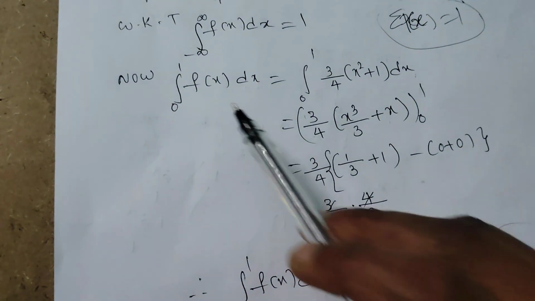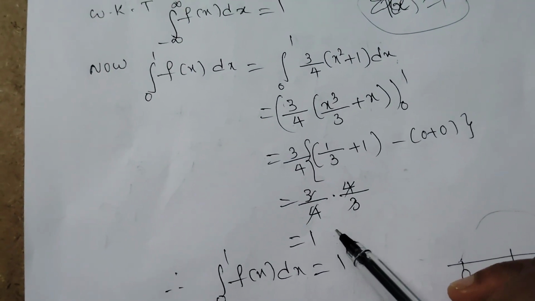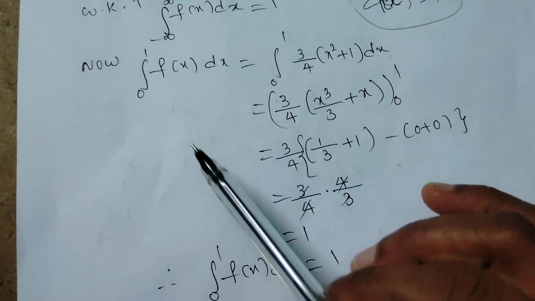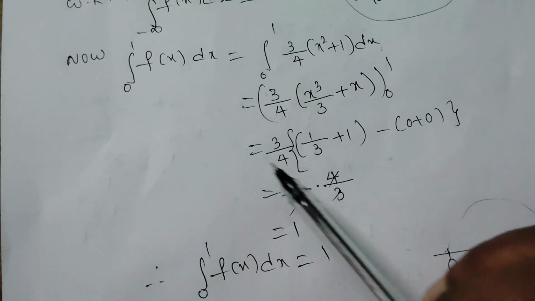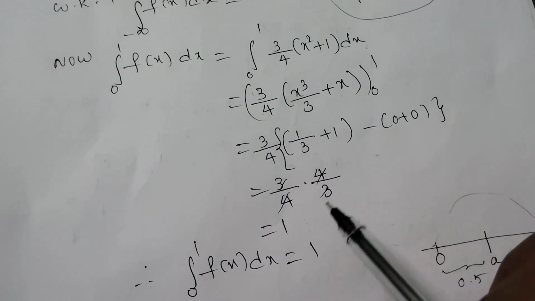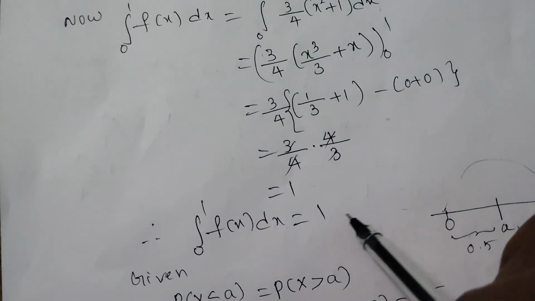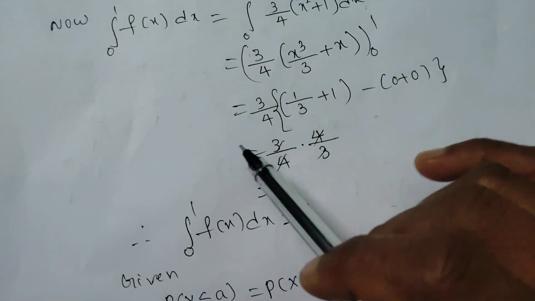So integration 0 to 1 f of x dx, what value did you get? 1. That means the probability under the curve from 0 to 1 is 1, meaning the function exists from 0 to 1 only. For other values the function value is 0. So our function exists only from 0 to 1.